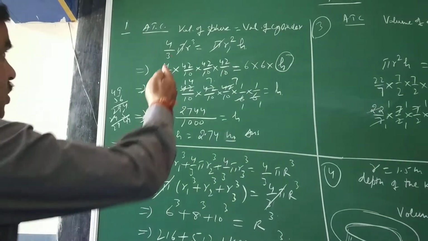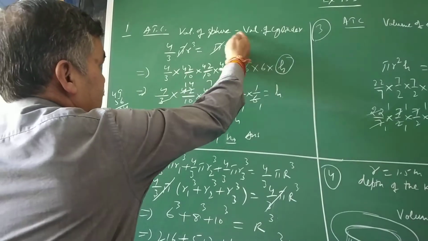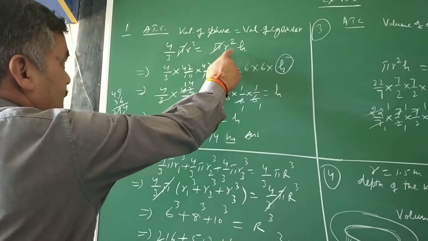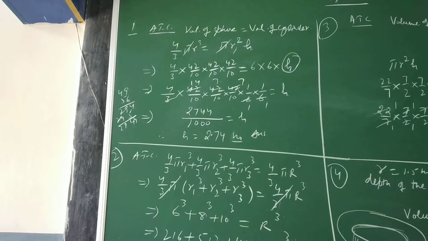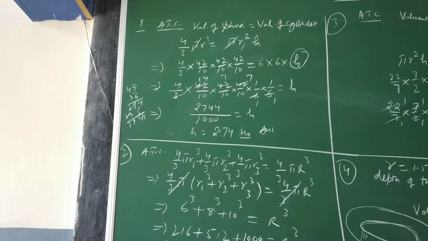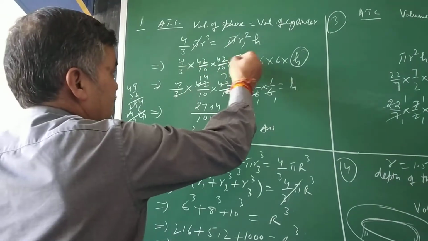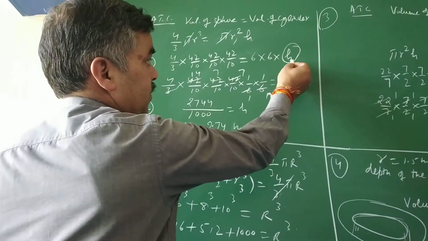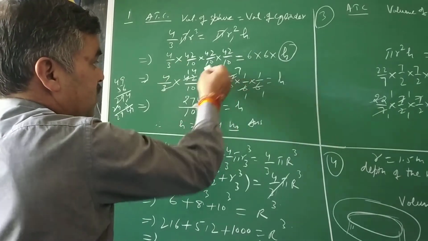As in the first question, the sphere is melted, so 4 by 3 pi r cube. The cylinder is formed, so pi r1 square h. Keep a watch on r and r1: r1 denotes the radius of the cylinder and r denotes the radius of the sphere. You need to calculate the height of the cylinder, so make that the subject. Substitute all the information given to you.